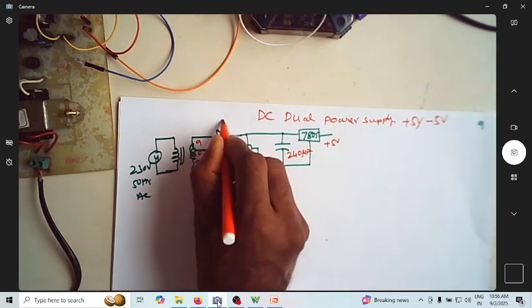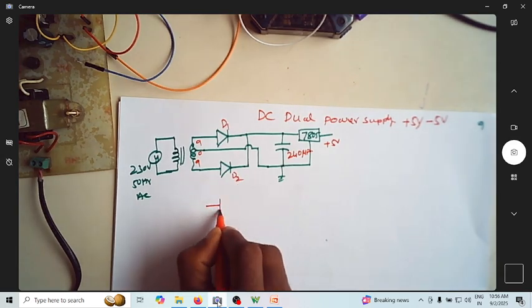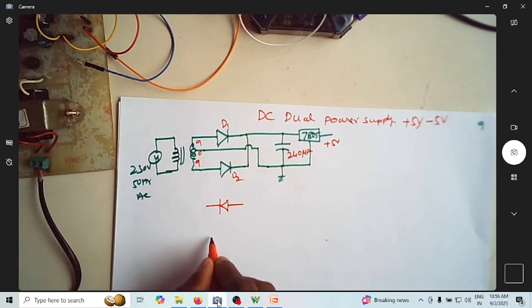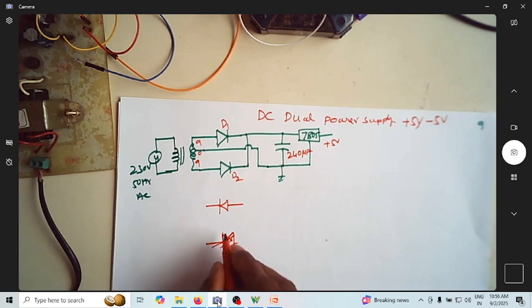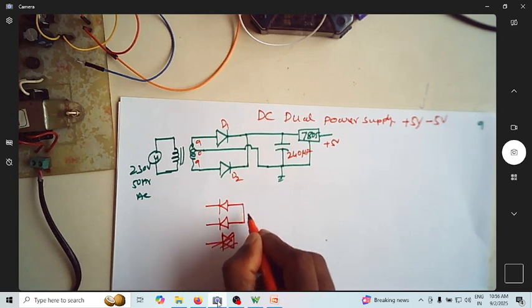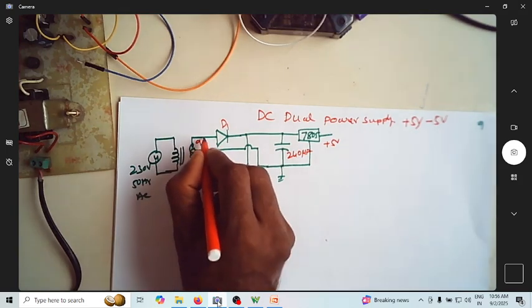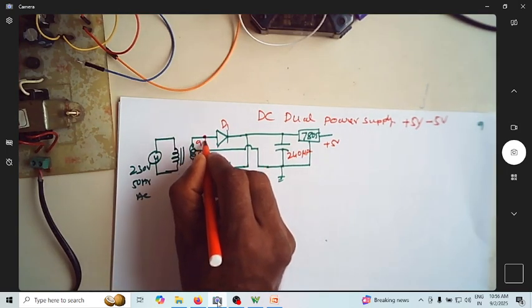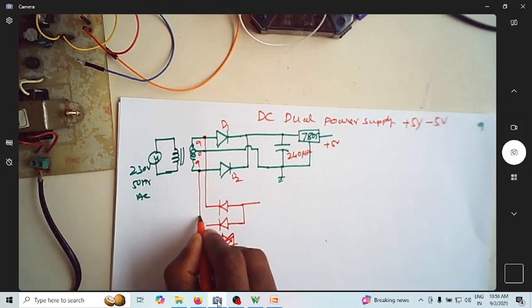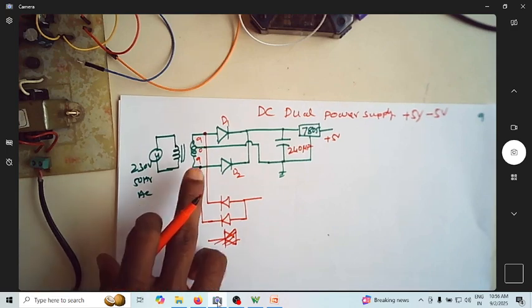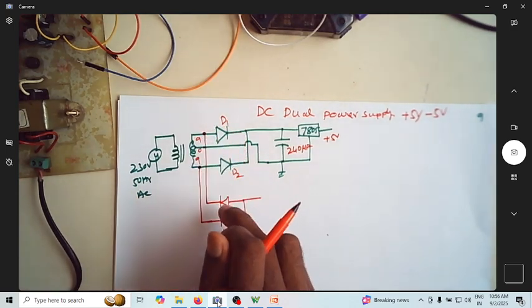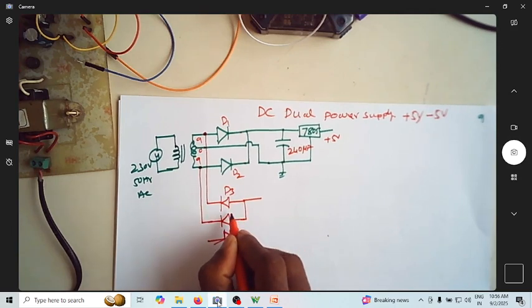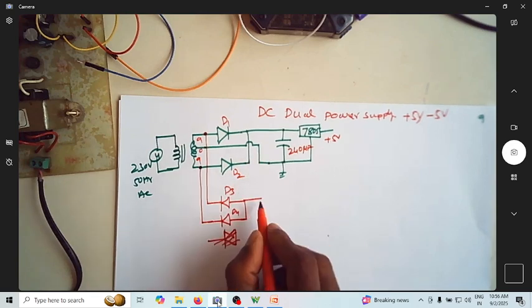So let me say this as D1, D2. Let me rewrite. So now I will short these two and I'll use it. So now I will connect this to this and this to this. I'm using the same transformer. You see, I'm using the same transformer, but I'm using the diodes in reverse direction. Let me say this as D3, D4, and I'll use a capacitor.